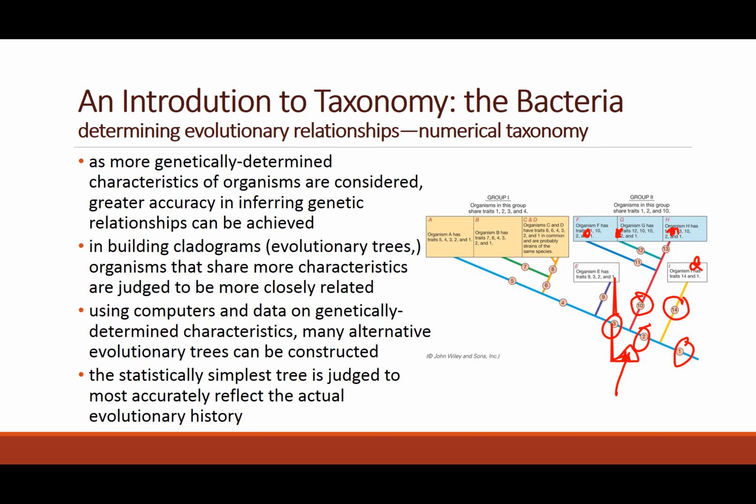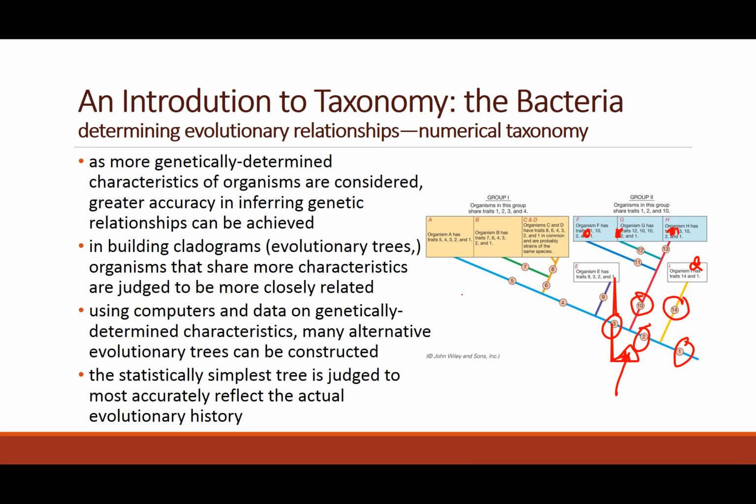And as we can gather information, does this individual have trait 14? Do any of these other individuals have trait 14? As we capture that information, then that information can be used to build evolutionary trees called cladograms. And so you look for the organisms that have the most shared characteristics and assume that they are the most closely related.